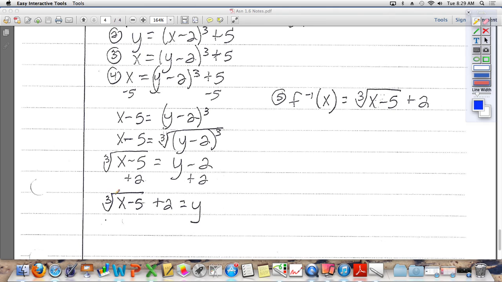Notice my root, my radical symbol here, ends after the x minus 5. The plus 2 goes after the radical symbol. So we add that onto the end. That equals y. The fifth step is to replace this y right here with inverse notation. F of negative 1 of x is equal to the cube root of x minus 5, plus 2.